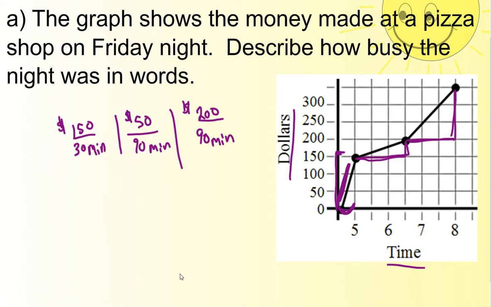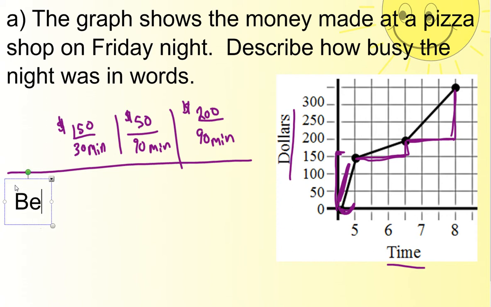Okay, so this is just some brainstorming, describing this a little bit in words, but we need to describe how busy it was in words. What would you say? If I was describing this in words, I would say between 4:30 and 5 o'clock, they were extremely busy. Then from 5 to 6:30, the business was slower because they were making less money. They only made $50 in an hour and a half. That's not very fast. Then between 6:30 and 8 o'clock, it picked up again and they made a good bit of money. So pretty much what I just said is what we need to write out in words. My typing is probably going to be quicker than my writing, so let's type here.